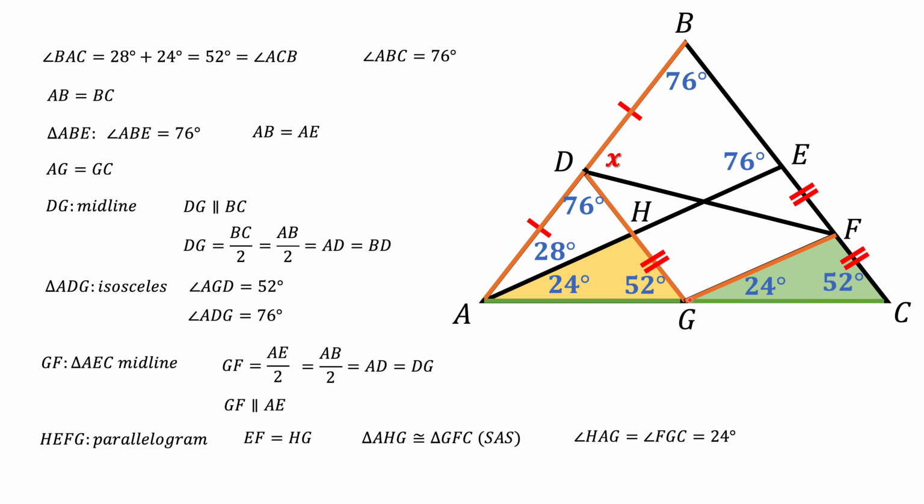And now if you look at this point G, or angle AGC, which is 180 degrees, it consists of an angle of 52 degrees, 24 degrees, and an angle of 104 degrees right here.